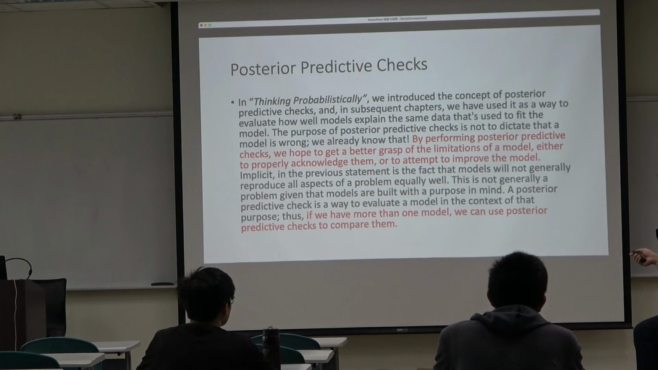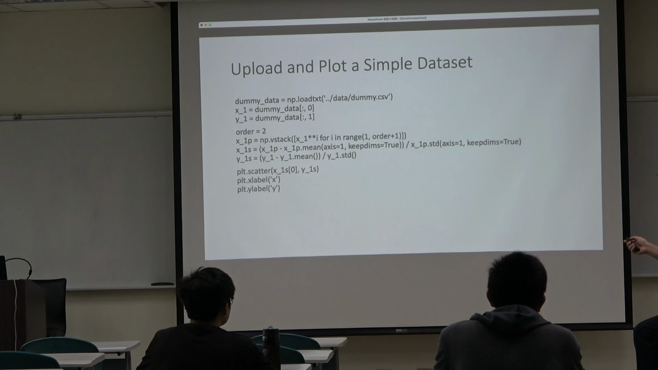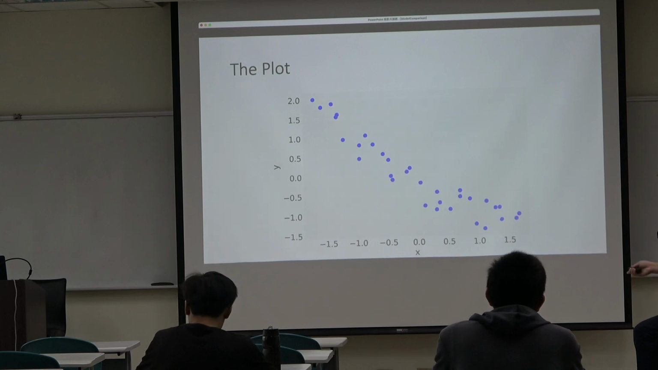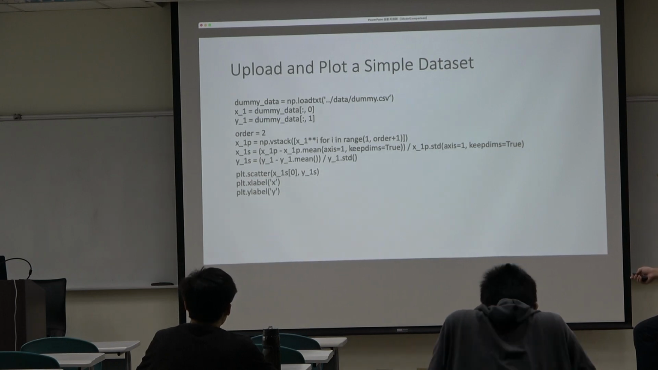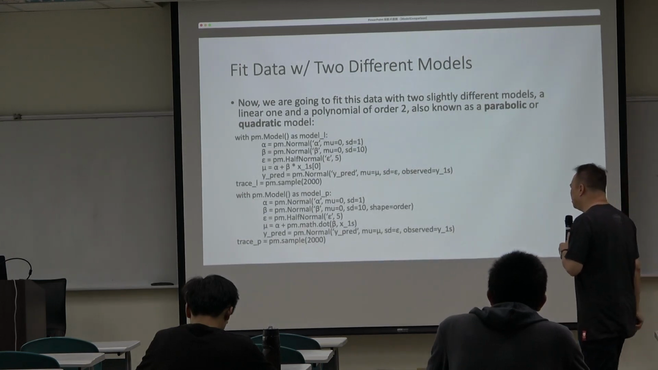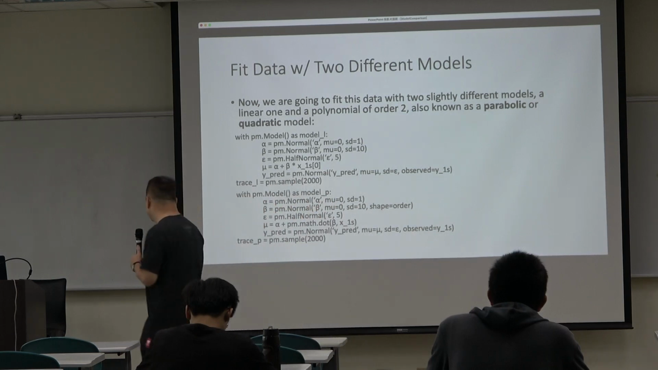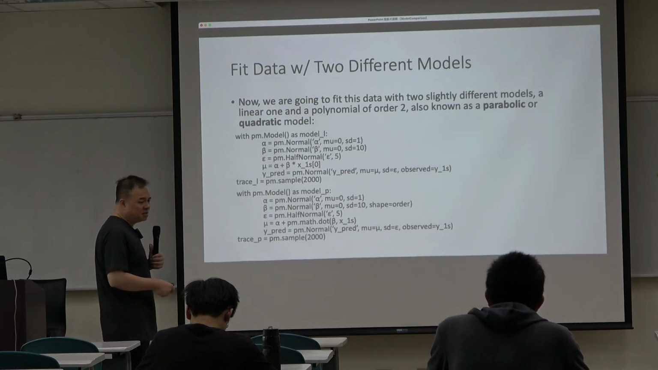Okay, so we talked about that we could use posterior predictive checks to compare models. And we saw an example like this. We have a bunch of points from a CSV file, and we intentionally create two models. The first one is a linear model. The second one is a polynomial model, a quadratic model. The first one is called model L. The second one is called model P. P stands for polynomial.